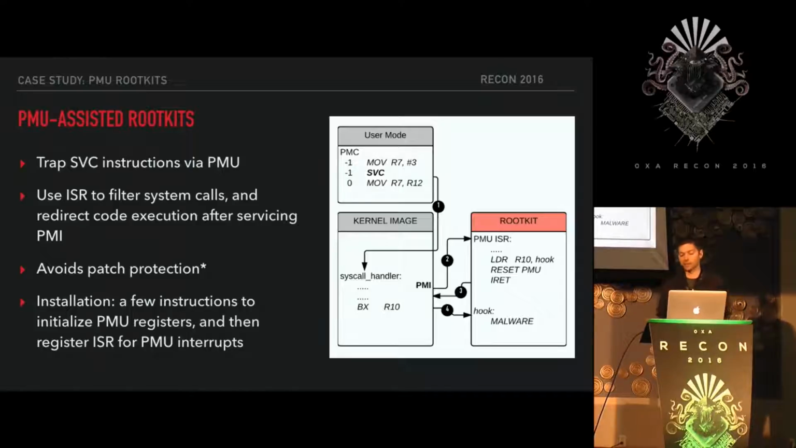Now, I didn't test this against anything in the mobile space. I'm only aware of Samsung has, I think it's called TIMA. It's like a kernel integrity monitor, but it runs in TrustZone, and then Apple has their kernel patch protection. And I would guess that neither of those would care about this, because you're just registering for an interrupt service routine, and you're not touching the kernel image. And so the installation of the rootkit is basically you configure the PMU, which is a few MRC, MCR instructions, followed by registering for interrupts.